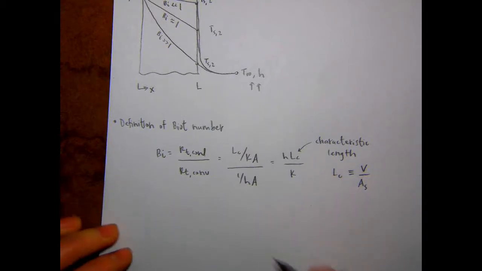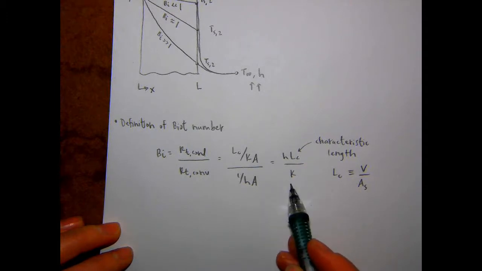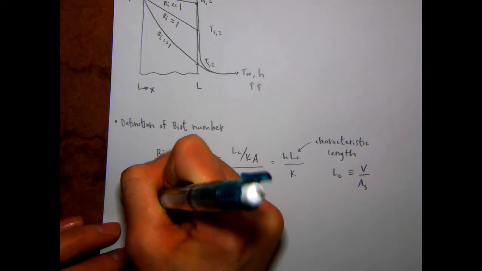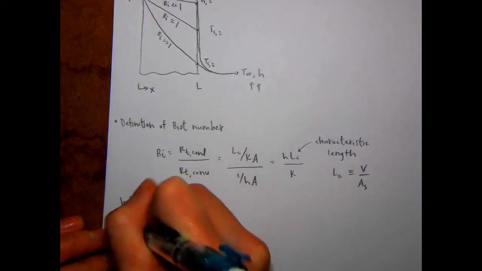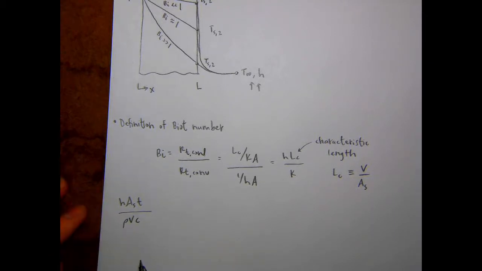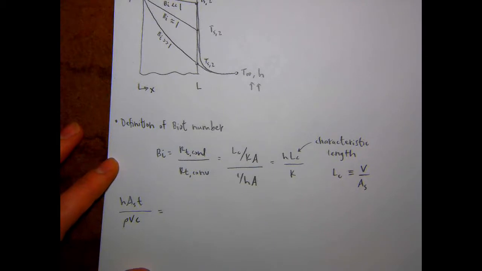So last time, now that we have this definition of the Biot number as h L sub c over k, we were talking about this quantity, h A sub s t over rho V c, rho times V times c. This part we were saying was like the inverse of the thermal time constant, and it determined how quickly a solid achieved thermal equilibrium with its surroundings. So we're going to rewrite it now in terms of a couple of different dimensionless parameters.